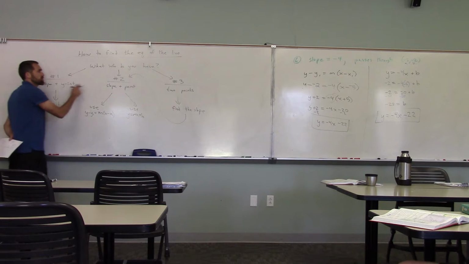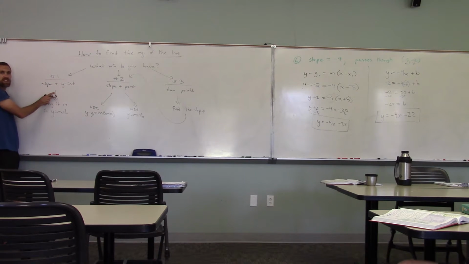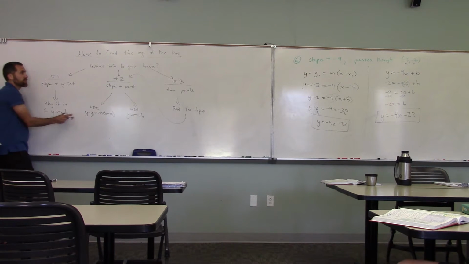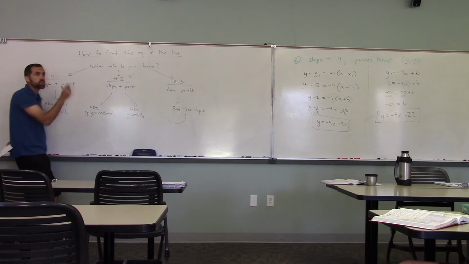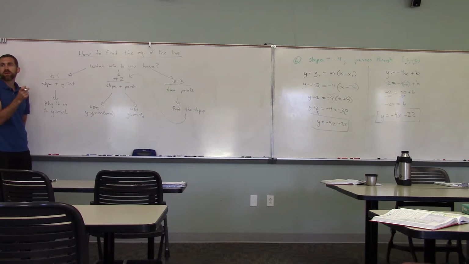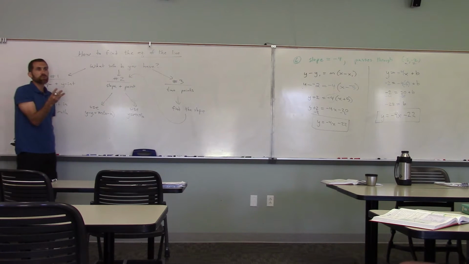So really, you've only got two situations. Either they give you the slope and the y-intercept, so you just write the equation, or you have a slope and a point, which is super common, right?